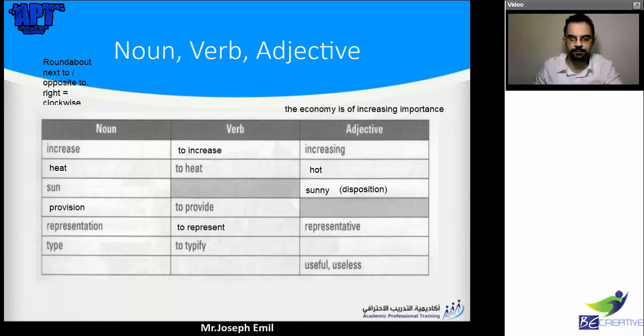Type, to typify. And when you say typical, which is by the way the adjective, something typical is what you usually see when you are expecting something.